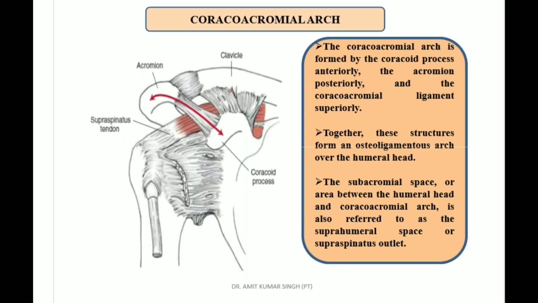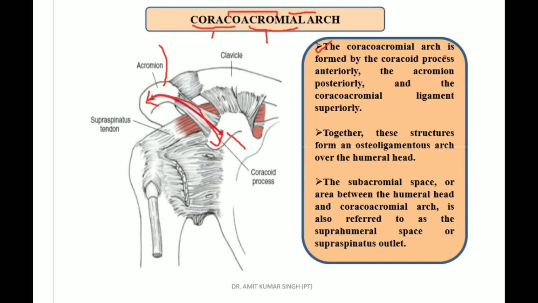Now let us discuss the coracoacromial arch. As the name suggests, coracoacromial means coracoid process and acromion process. In between them, they form an arch that is known as the coracoacromial arch. So this is the coracoid process, this is the acromion process, and this formation is termed the coracoacromial arch.